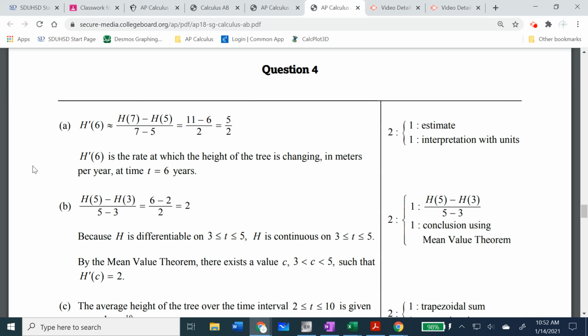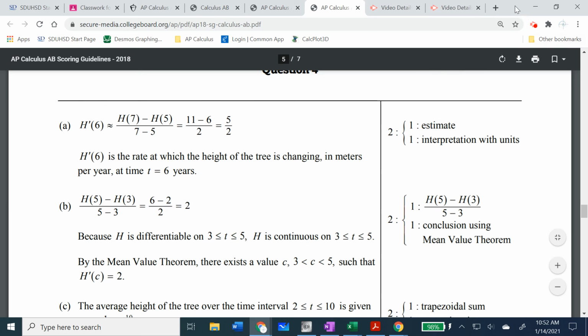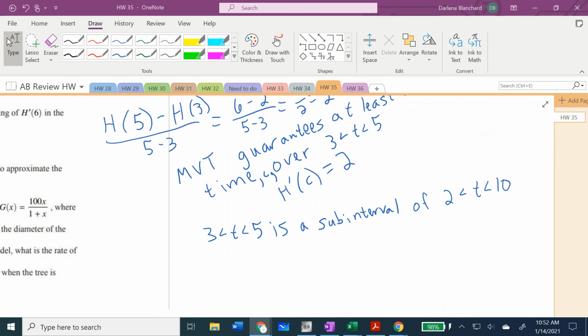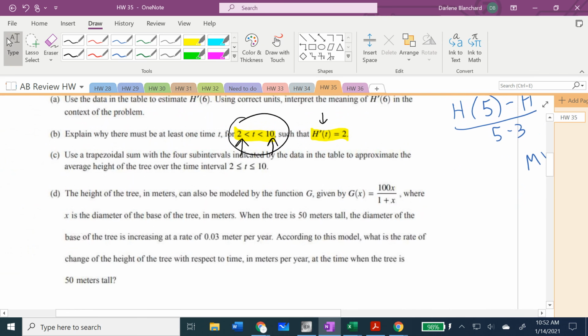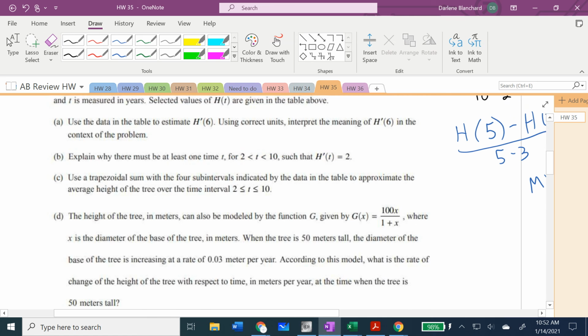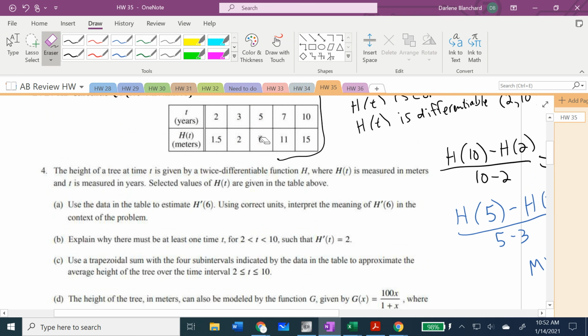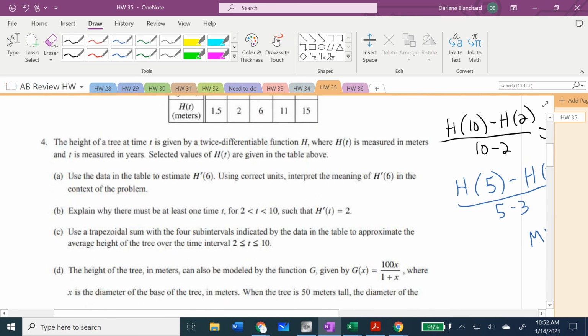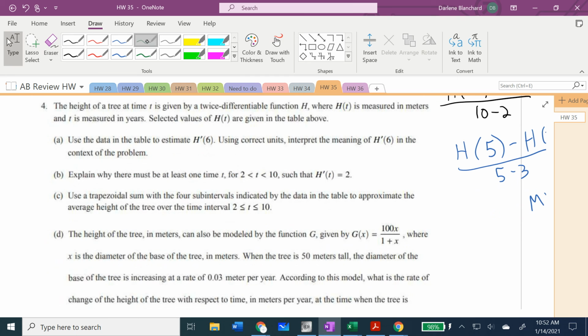And then I'm going to move on to part C. So that's how they wrote the answer. Part C wants you to use a trapezoidal sum with 4 subintervals. And this is asking you to approximate the average height of the tree.